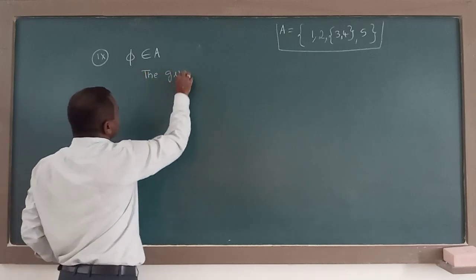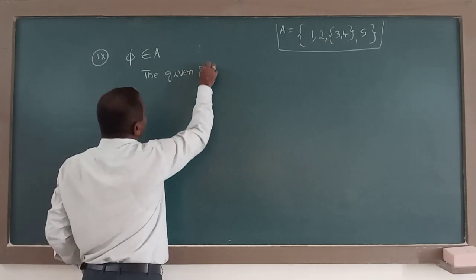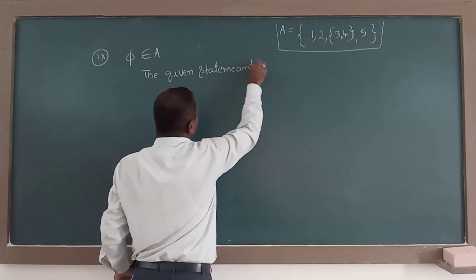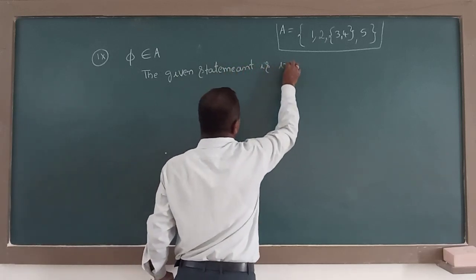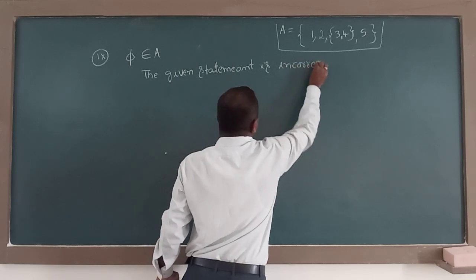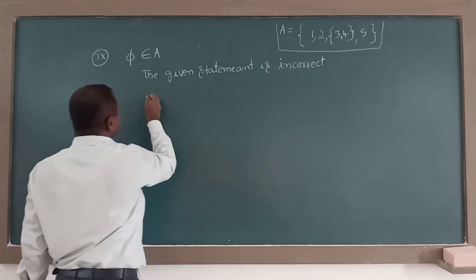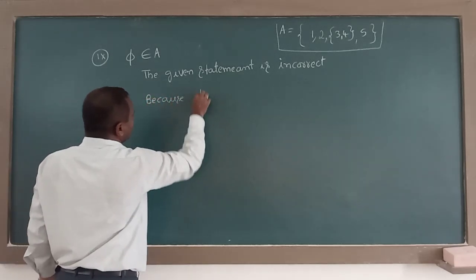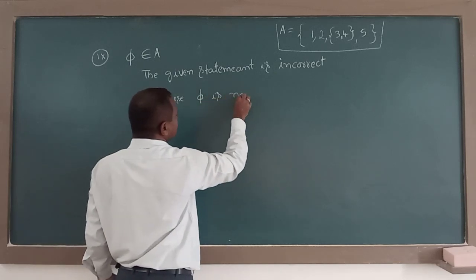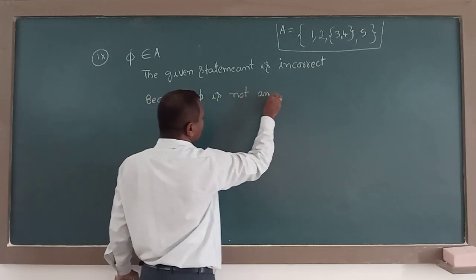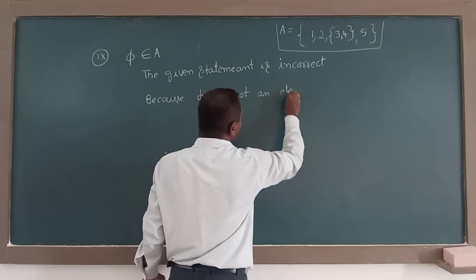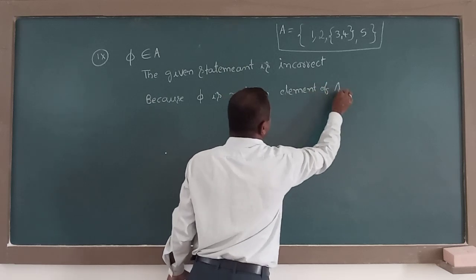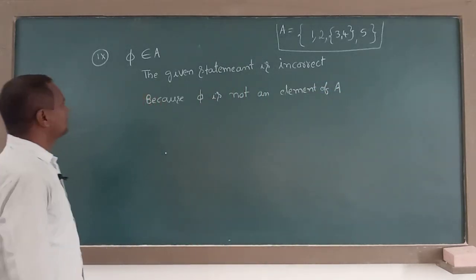The given statement is incorrect, because 5 is not an element of A. That's why the given statement is incorrect.